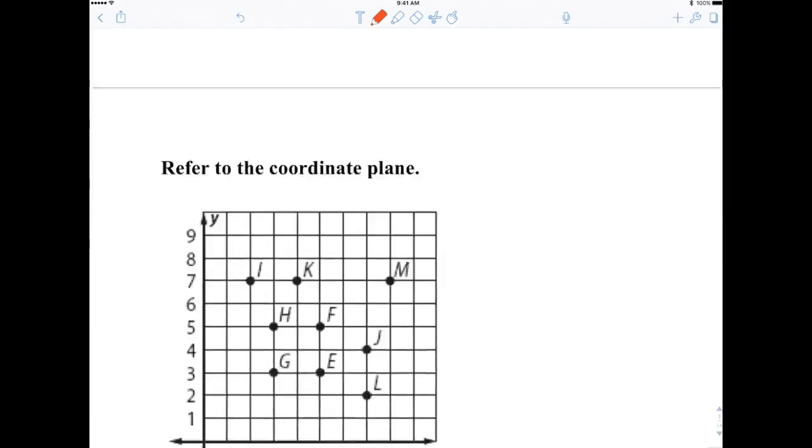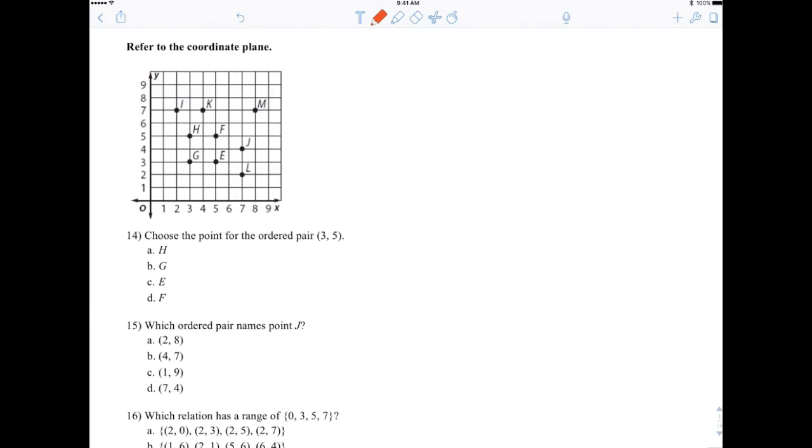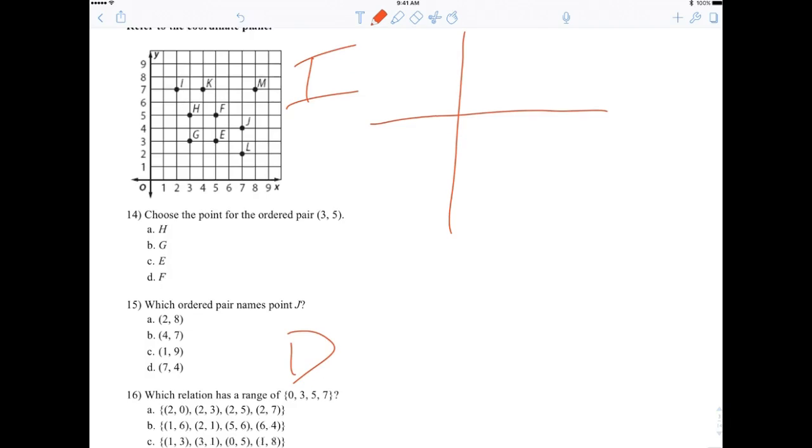Moving on. Let's check out 15. Now this one has multiple questions, so I want to make sure we're good. For number 15, it says, which ordered pair names J? D. 7, 4. Very good. The correct answer was D. Now, do you remember what quadrant that's in? Quadrant 1. Remember we talked about yesterday that the plane was divided into 4 quadrants. This one's only showing you Quadrant 1, so don't be fooled by that. 15 was D.